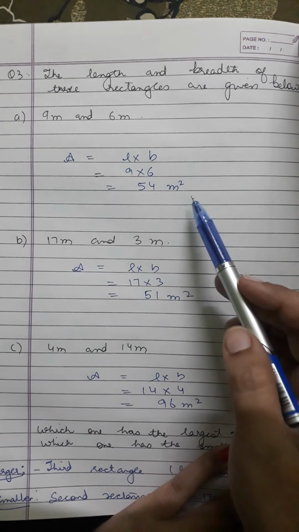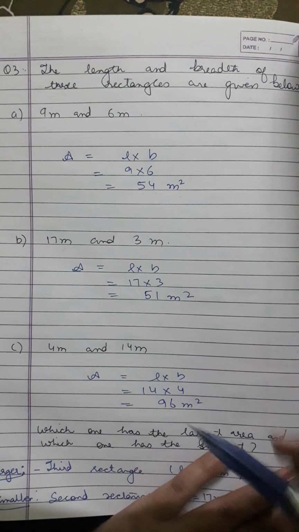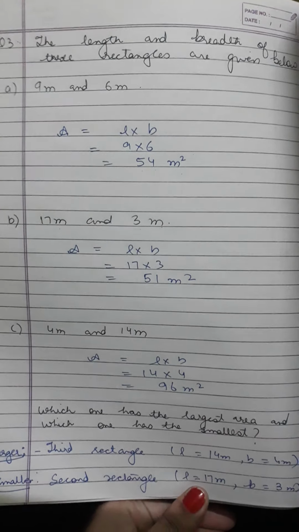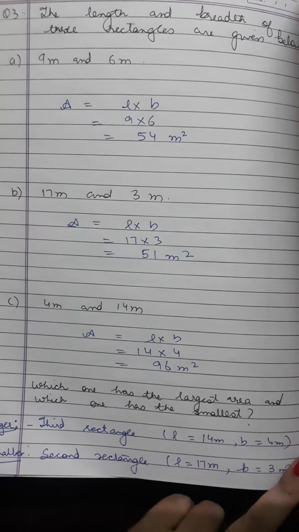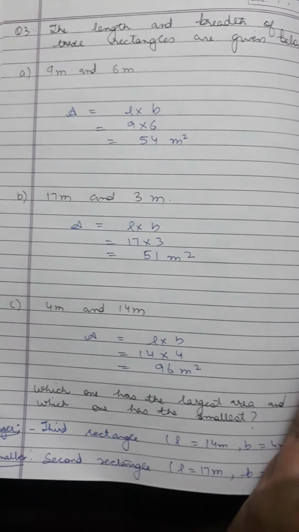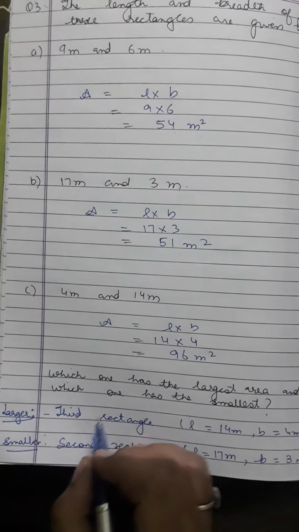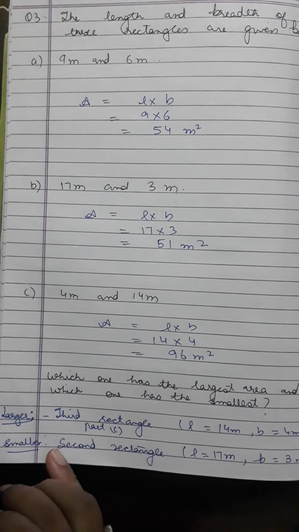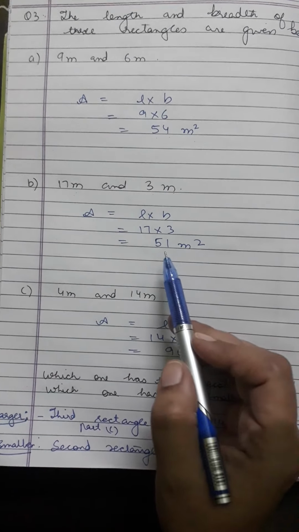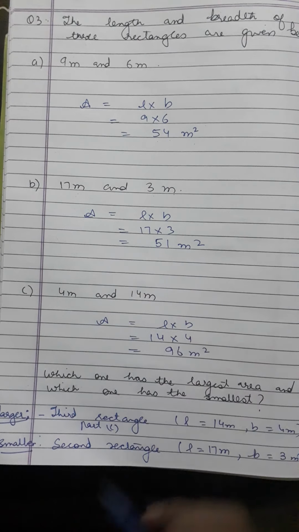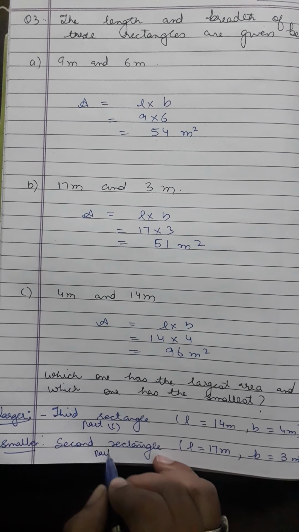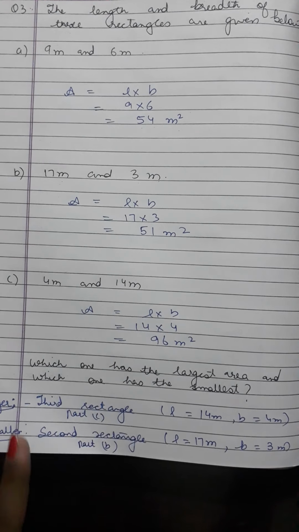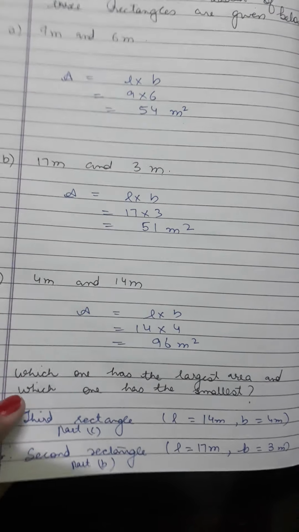Now out of these 3, which one has the larger area? It is the C part. So the third rectangle having the length and the breadth as 14 and 4 meters has the larger area, or you can write it is part C. And the smaller one, it is part B. Part B means second rectangle, it is having the smaller area.